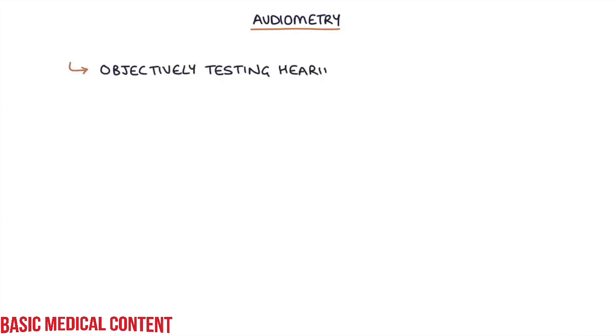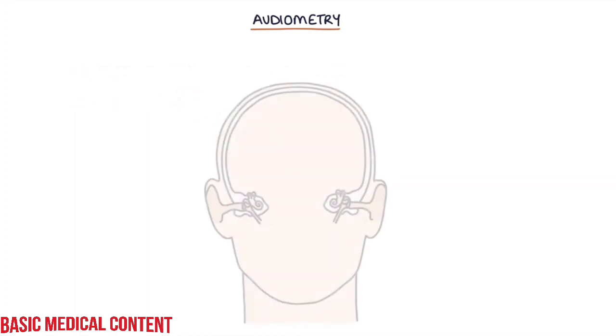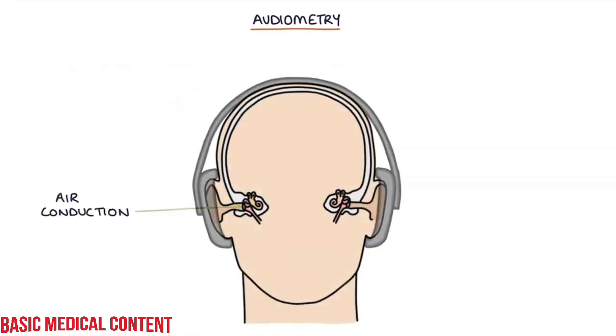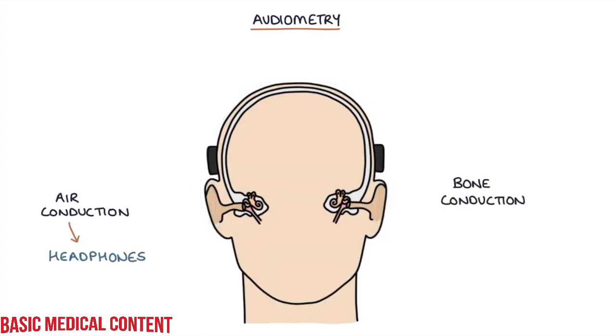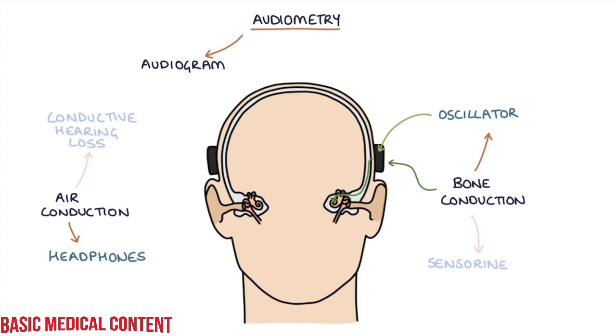In this video, I'm going to be going through audiometry. Audiometry involves objectively testing a patient's hearing by playing a variety of tones and volumes. Air conduction is tested by using headphones, and bone conduction is tested using a device called an oscillator that delivers sounds directly to the bones of the skull. Audiometry results are recorded on an audiogram. Audiograms can help identify and differentiate between conductive and sensory neural hearing loss, and we're going to talk in more detail about how this is done.